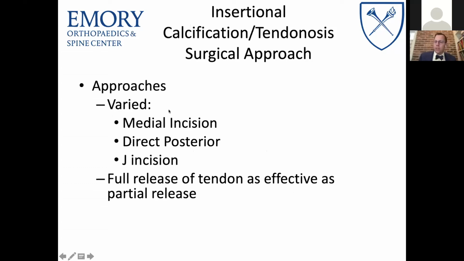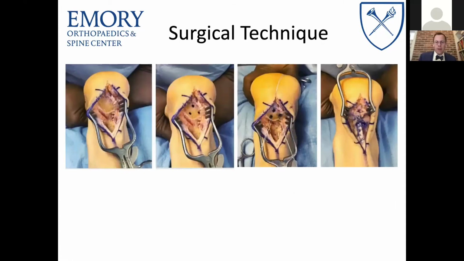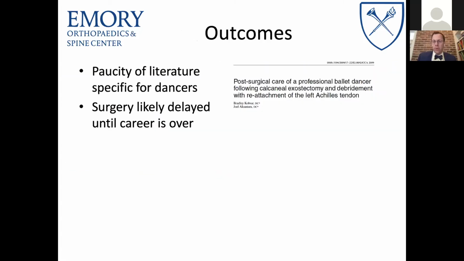A partial release is just as good as a full release, and so I don't think taking the tendon off completely is necessary. This is just some pictures from the operating room. So this is after we've taken off the prominent bump. This is us placing our suture anchors in. We place our anchors in, and then we pull the tendon back down to the bone, bring the tendon edges back together, and we've shown that patients can have a pretty good result.